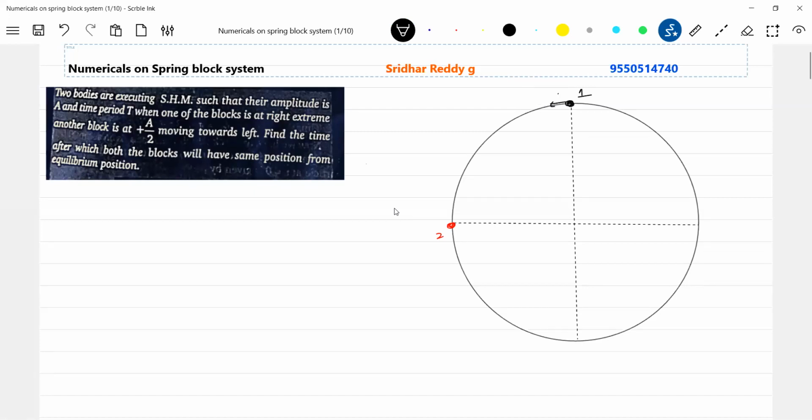So let's not bother about showing any velocity line. They will start moving in this direction. Initially, what is the separation between them? 90. So the other is at a by 2, somewhere here, the other particle. Now look at this one. So what is this a by 2?